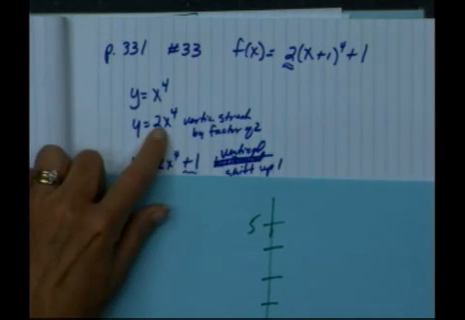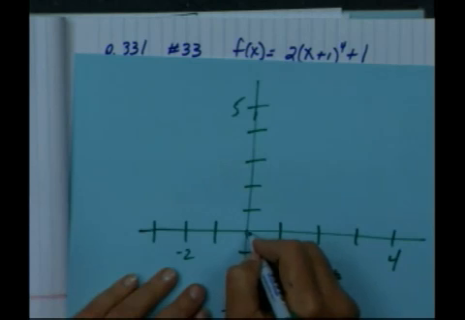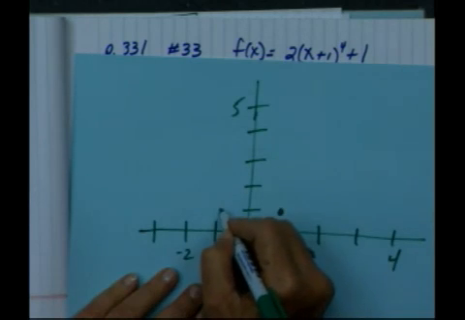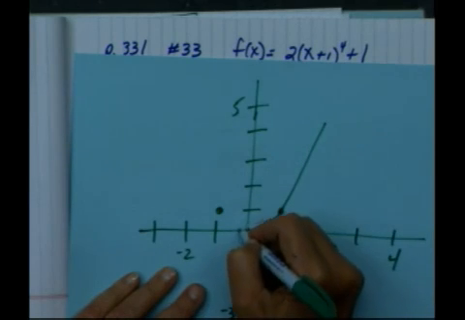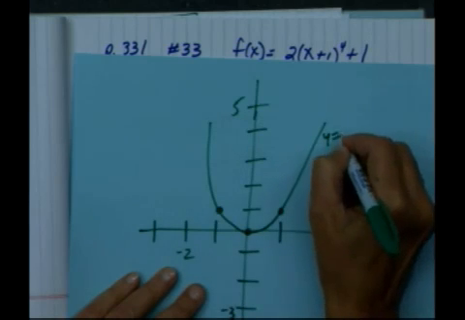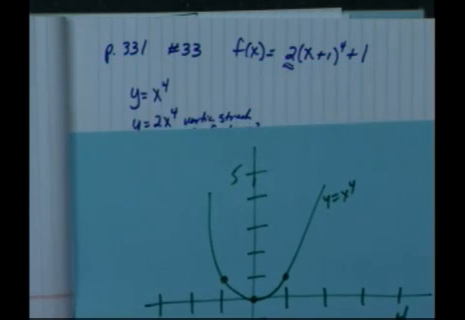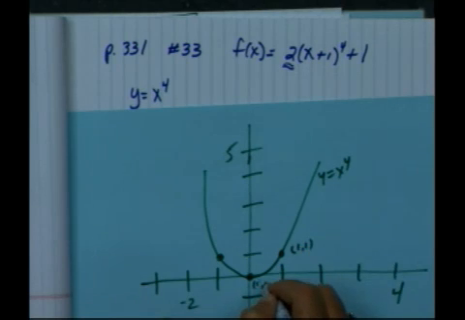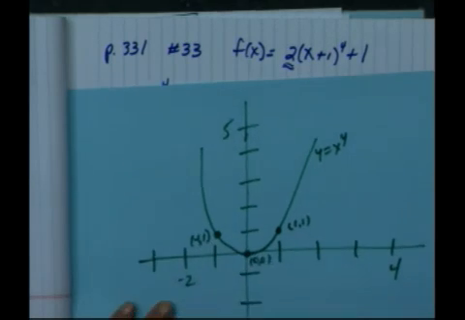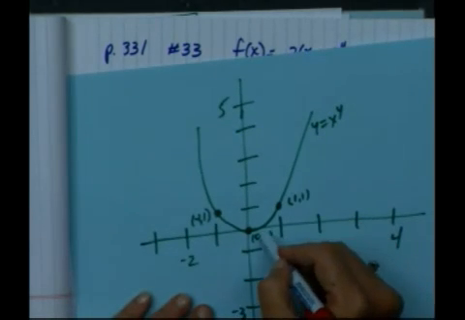Okay, so we're going to start out with y equals x to the fourth: 0, 0; 1, 1; negative 1, 1. And we're just going to kind of flatten it out between negative 1 and 1. Everybody good with y equals x to the fourth? Okay, now we're going to do some vertical stretches. So that's 1, 1; 0, 0; negative 1, 1.